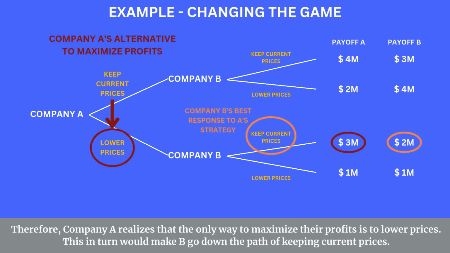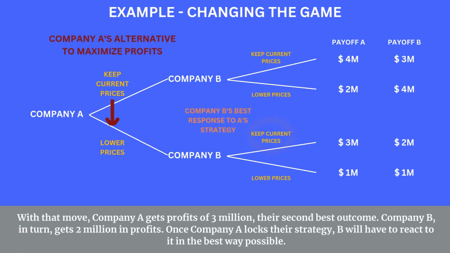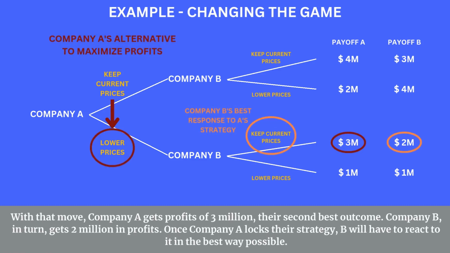Therefore, Company A realizes that the only way to maximize their profits is to lower prices. This in turn would make B go down the path of keeping current prices. With that move, Company A gets profits of 3 million, their second best outcome. Company B, in turn, gets 2 million in profits. Once Company A locks their strategy, B will have to react to it in the best way possible.